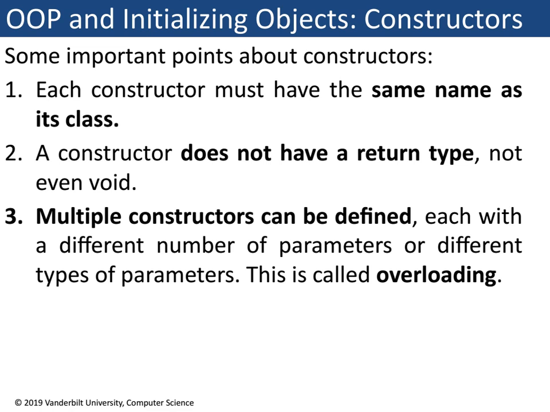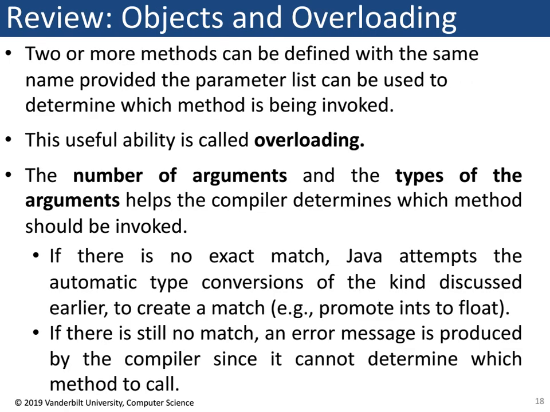This is called overloading. So we can create multiple constructors which will be given different sets of parameters, either a different number of parameters or different types of parameters. So this is a reminder about overloading. Remember, just as we've said, we can have two or more methods defined with the same name as long as the parameter list can be used to tell them apart.